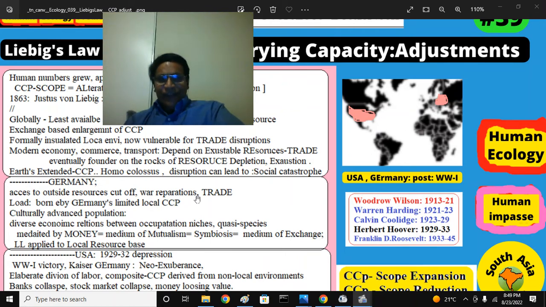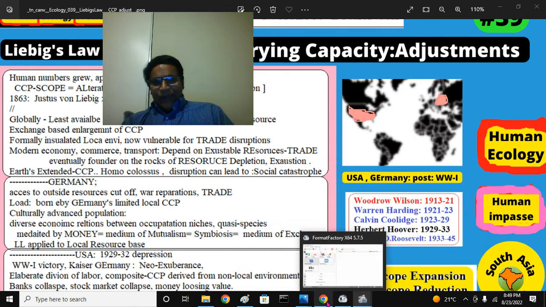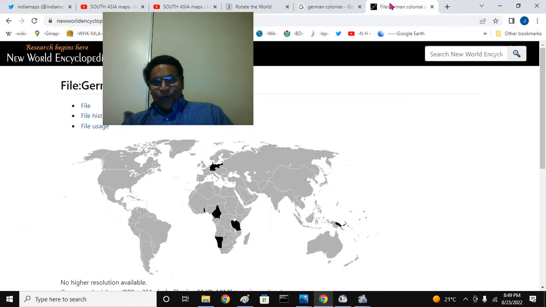Germany. Take for example Germany. The German Empire existed from 1870 to World War I, around 45 to 50 years. It was a very prosperous country, with trade relations with its neighbors, and it also had colonies. Colonies are nothing but a form of ghost acreage.